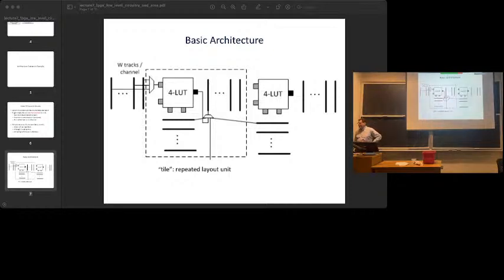Does that make sense? And again, I haven't shown it, but every single one of these routing wires, like this one as well, would have a mux in front of it. Okay, so I'm only showing a piece of this, so it's not too complicated.